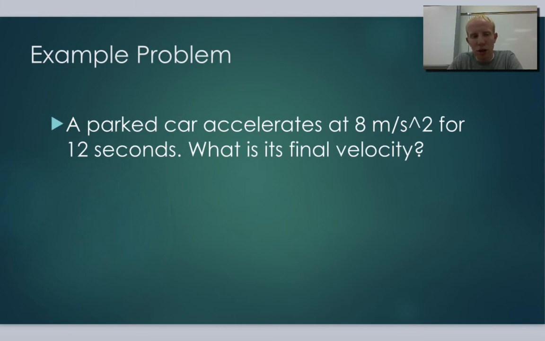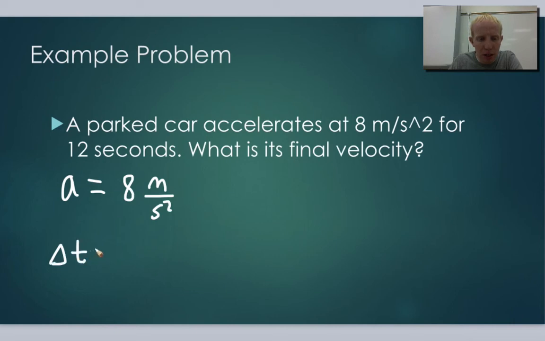So what we're going to do is identify what we know. It tells us the acceleration of the car is 8 meters per second squared. It tells us that the change in time, or t, is equal to 12 seconds. And it doesn't tell us the initial velocity, but it says a parked car, right? Or it might say a stopped car or a car at rest. Those types of keywords are going to let you know that the initial velocity was 0 meters per second. So let's plug into that equation.